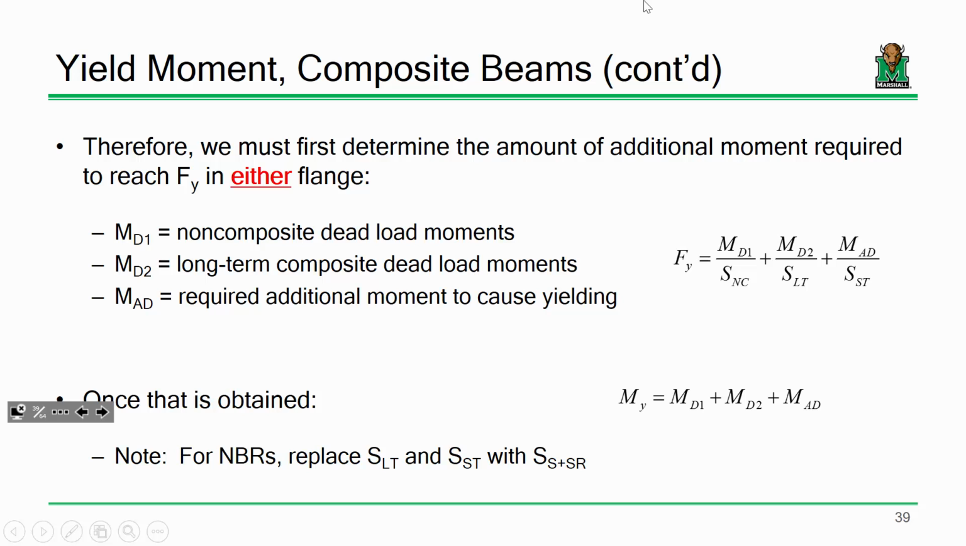What we need to do is figure out how much additional moment goes on the section such that that moment over that section modulus, add them all up, hits Fy. So we set this equation up, solve for the additional moment, and then once we get that additional moment, we can say all the moments that were on there before plus whatever's necessary, that equals My. Make sense? It's not complicated. It's just, you got to think about it a little bit. That make sense? Everybody good?